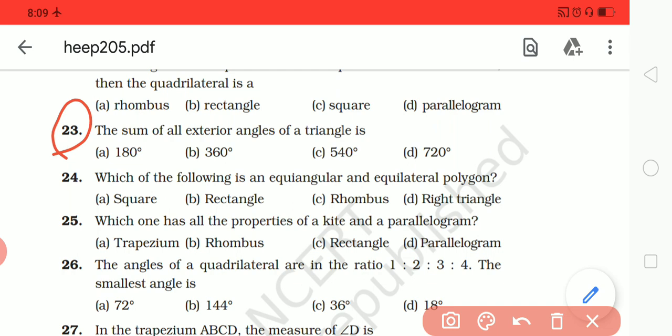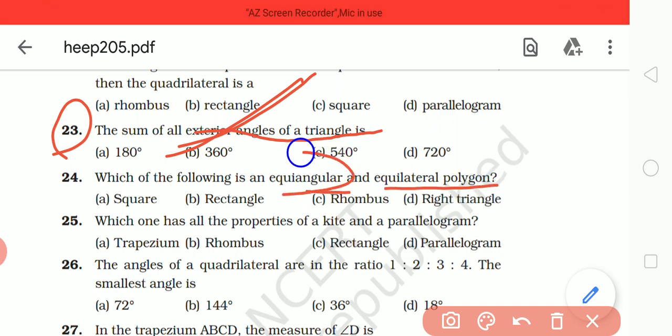Come to the 23rd question. The sum of the exterior angles of a polygon is 360 always. Which of the following is an equiangular and equilateral polygon? Equiangular means all equal angles, equilateral means all equal sides. In a triangle it is an equilateral triangle, in a quadrilateral it is a square, right? Come to question number 25.